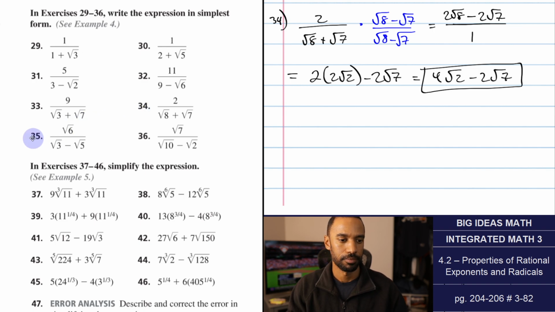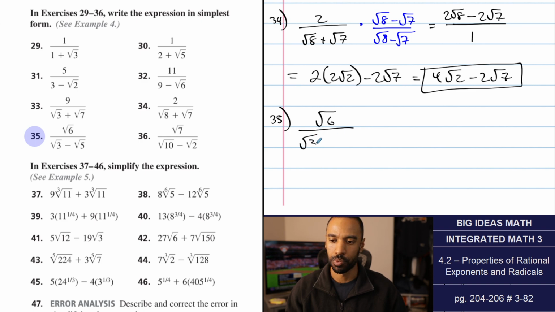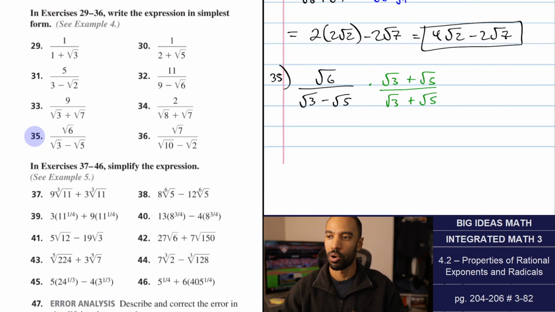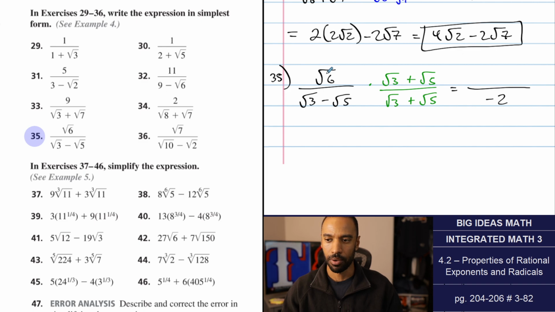Number 35. Root 6 is on top. So we have some more radicals to deal with now. Root 6 on top, root 3 minus root 5 on bottom. Let's go for conjugation, or rationalization with conjugate. Okay, so on bottom will become 3 minus 5. That's negative 2. Keep in mind how I'm doing it that fast now. Difference of 2 squares. Now on top, root 6 times root 3 is root 18. Root 6 times root 5 is root 30.